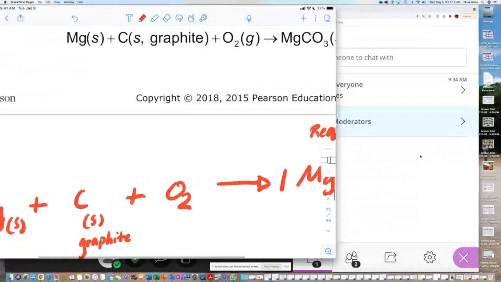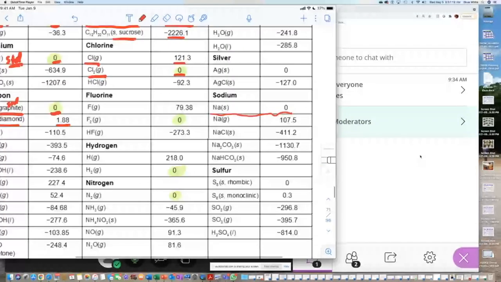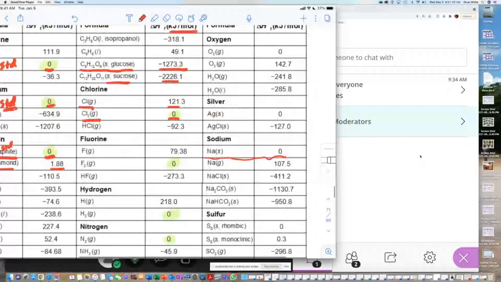And then oxygen, that's how they wrote it here. Oxygen gas. Here, where is oxygen? Oxygen gas, that will be 0. Okay, we're trying to make it. Now, this is the flaw of the design.